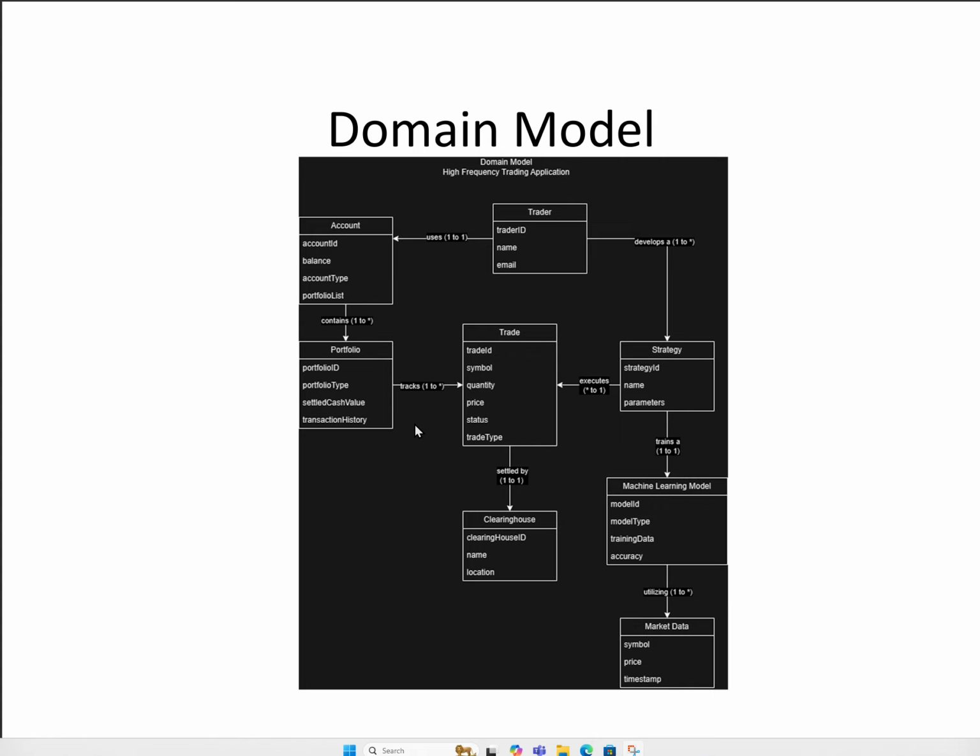The domain model for the high-frequency trading application outlines the key entities such as trader, account, portfolio, trade, clearinghouse, strategy, machine learning model, and market data, and their relationships.